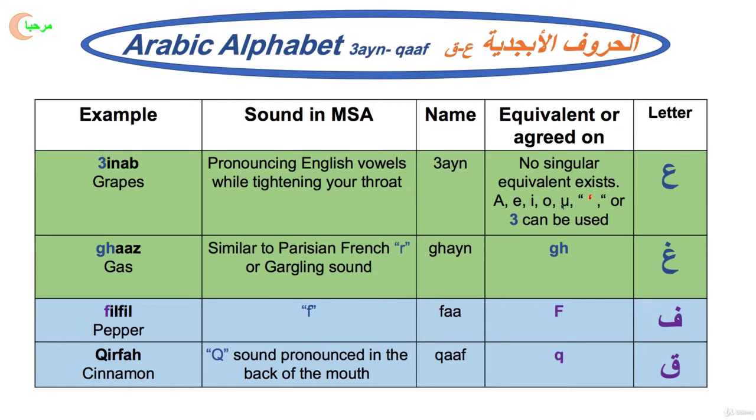We write it sometimes as vowels, like A, E, I, O, U. In some books, it's written like the symbol here, an upside down apostrophe, or you might find it as number 3. For this class, we are going to agree on writing it as number 3. The name of this letter is ghayn.